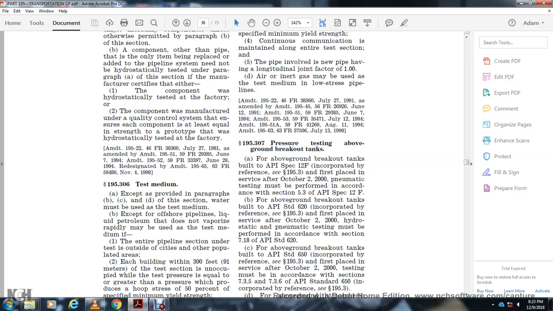195.306 Test medium. Except as provided in paragraph (b) or (c) of this section, water must be the test medium, except for pipelines that transport liquid petroleum where the highly volatile liquid does not vaporize rapidly, which may use the test medium.